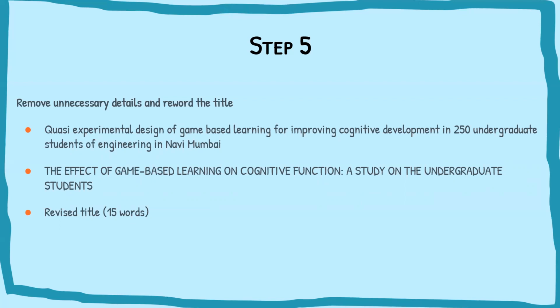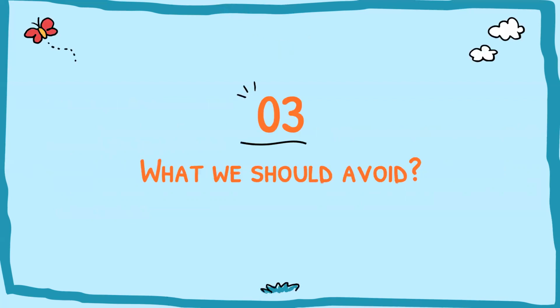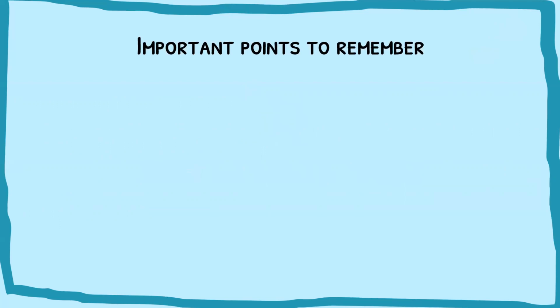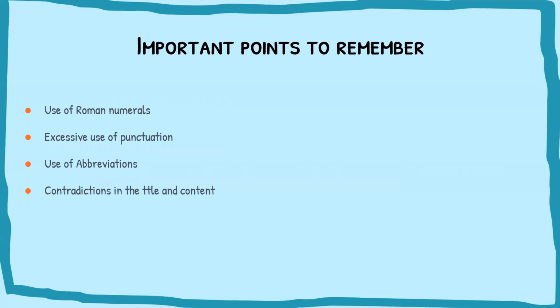Having understood the steps that we need to follow while writing a title, let us move on to the next aspect: what is it that we should avoid while writing the title. There are certain things that we have to remember. The first is we have to avoid using Roman numerals. Second, we have to avoid excessive use of punctuation. Third, we have to avoid use of abbreviations. Fourth, we have to avoid contradictions between the title and the content.